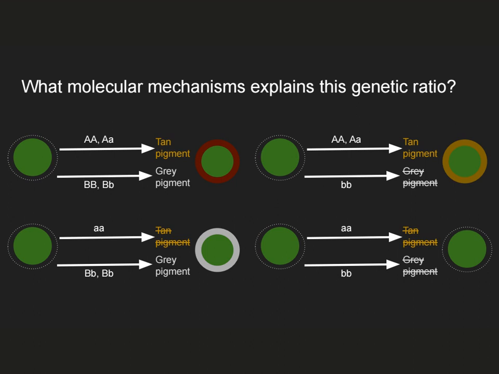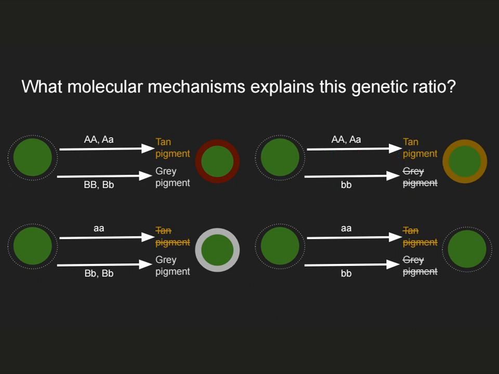Now, what happens if you don't have a single copy of the big A allele? Well, then you can't make the tan pigment. But if you can still make the gray pigment, then you appear gray. Same, but opposite over here. If you don't have a single big B allele that is necessary for making the gray pigment, you don't make gray. But if you have at least one copy of the big A allele, you can make tan, therefore you're tan.